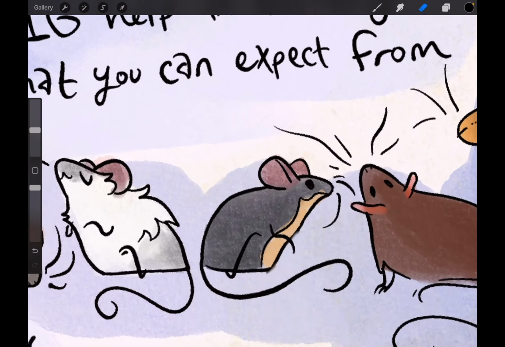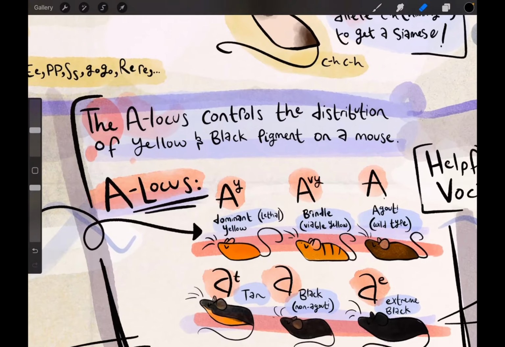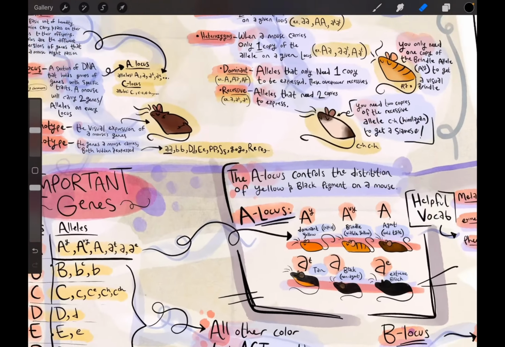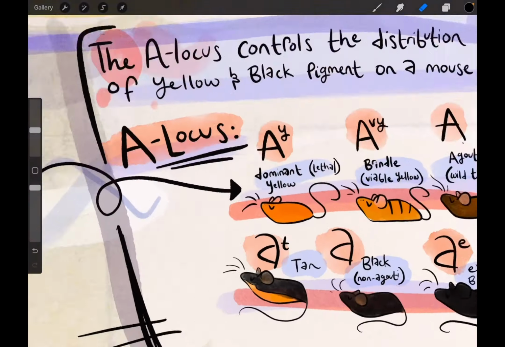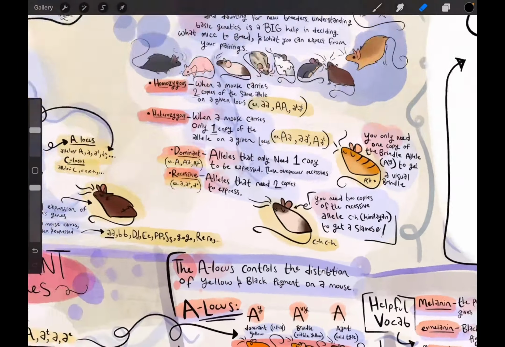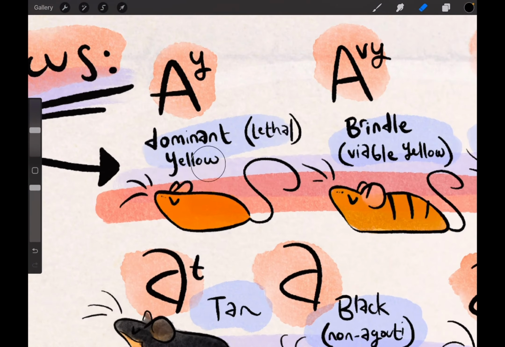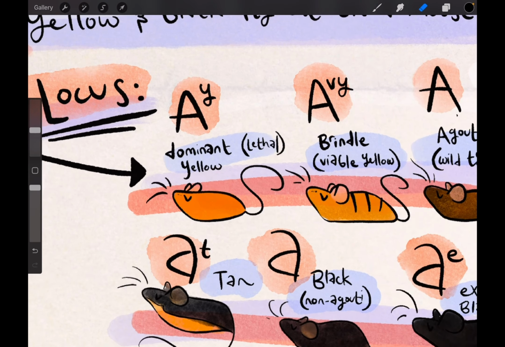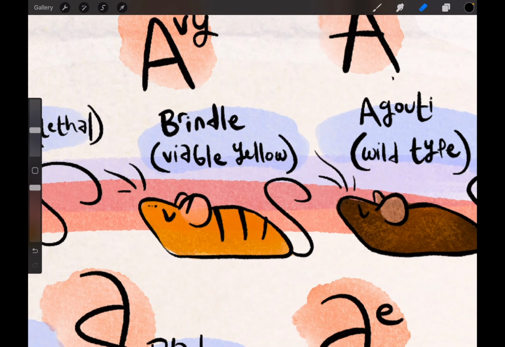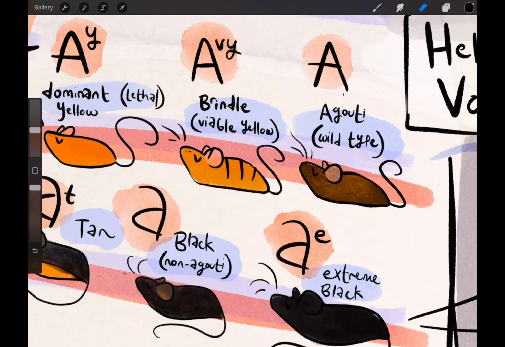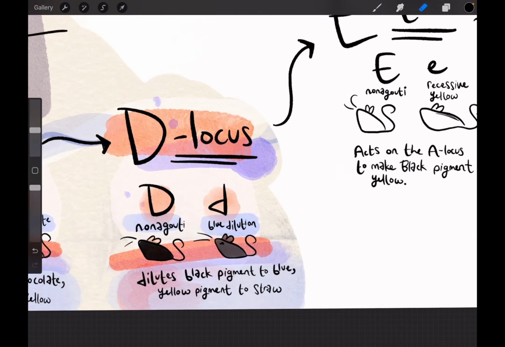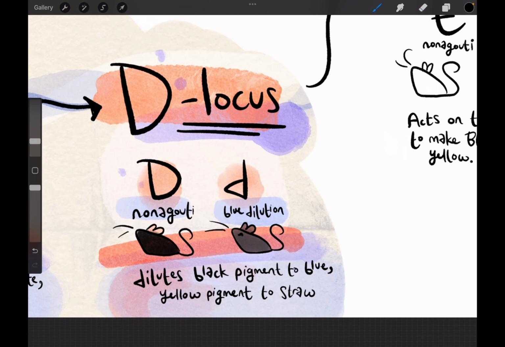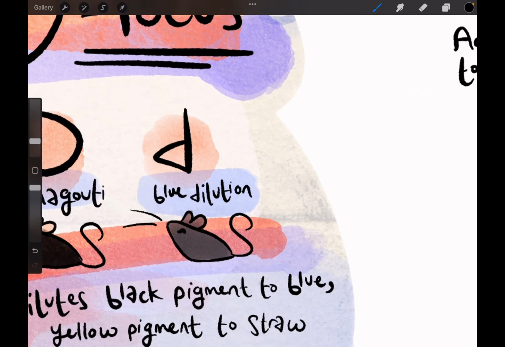And if you compare this little dude to this tan over here, you can see the intensity of the two colors, very different. So blue's almost like a pastel version of whatever color. A dominant yellow with blue dilution would become a straw, so it'd be fully that creamy yellow color instead of the bold yellow color. Brindle would be a blue brindle, agouti would be a blue agouti, and then of course the blacks would be blues.